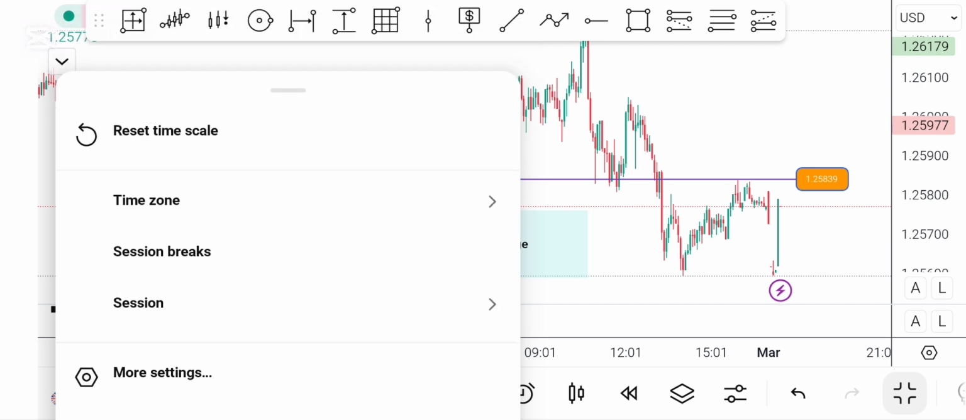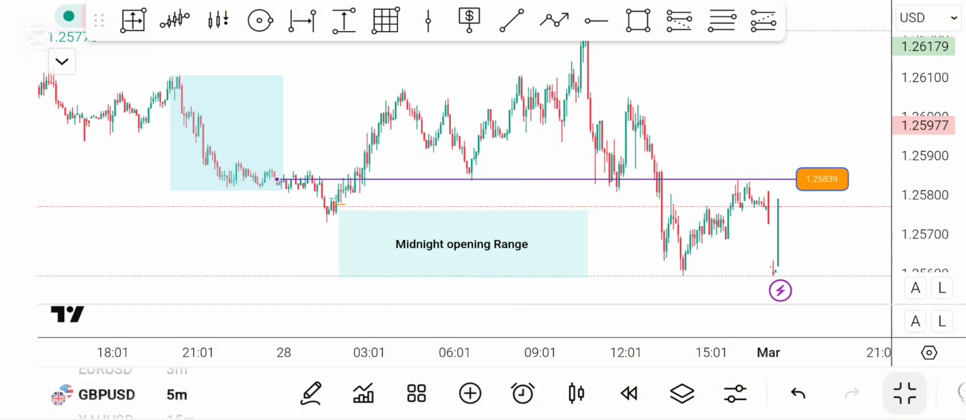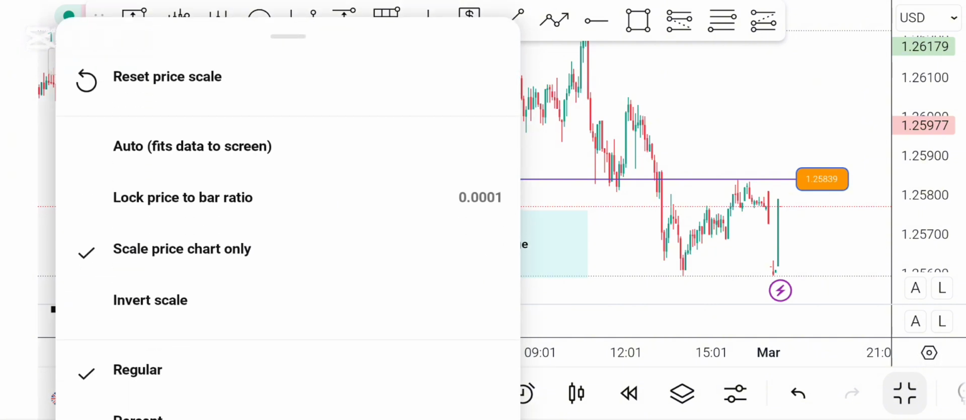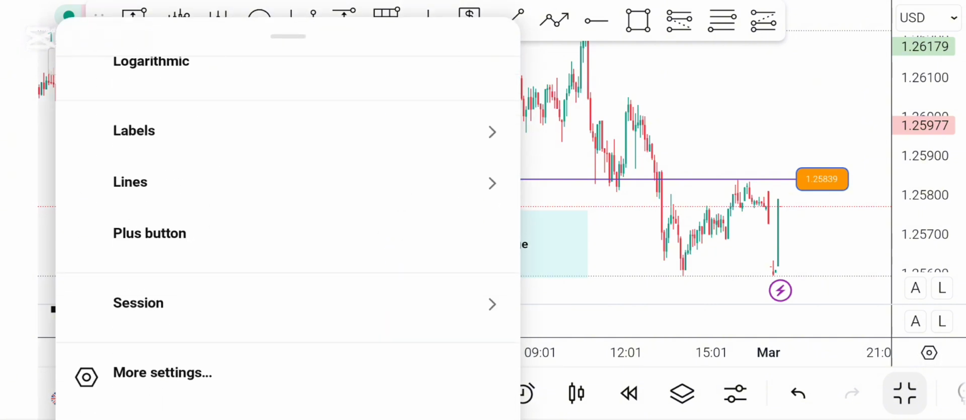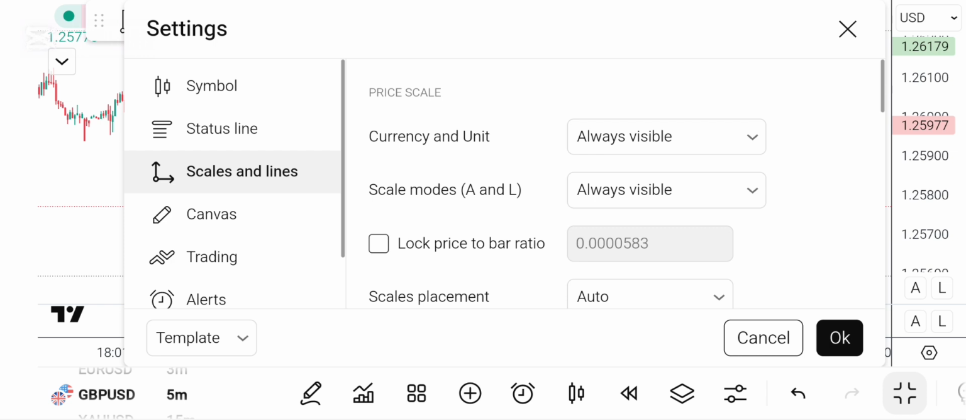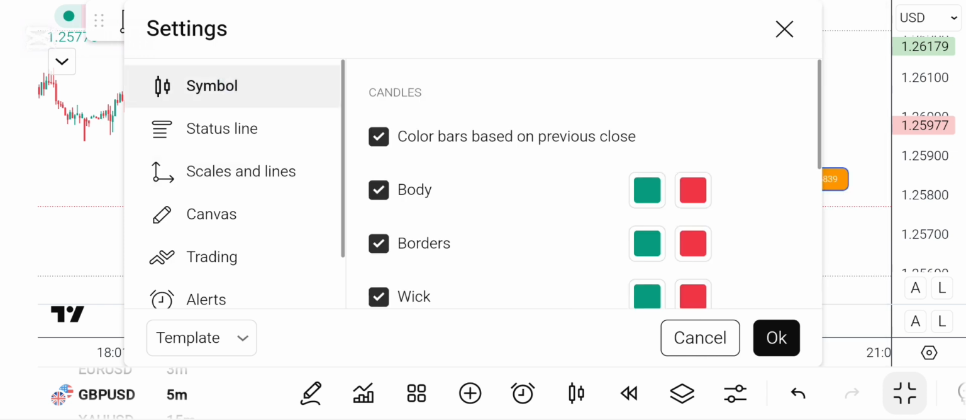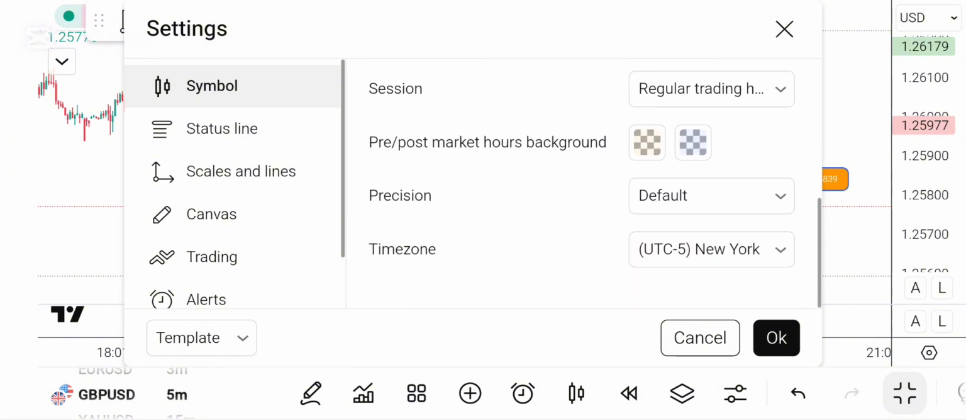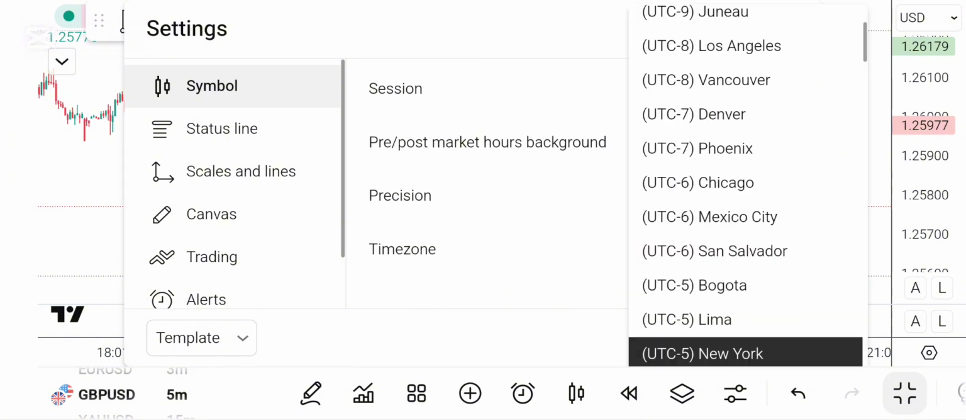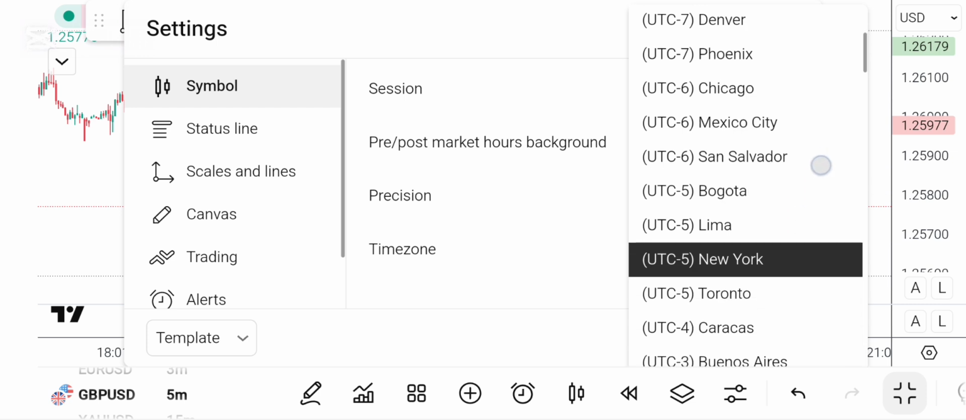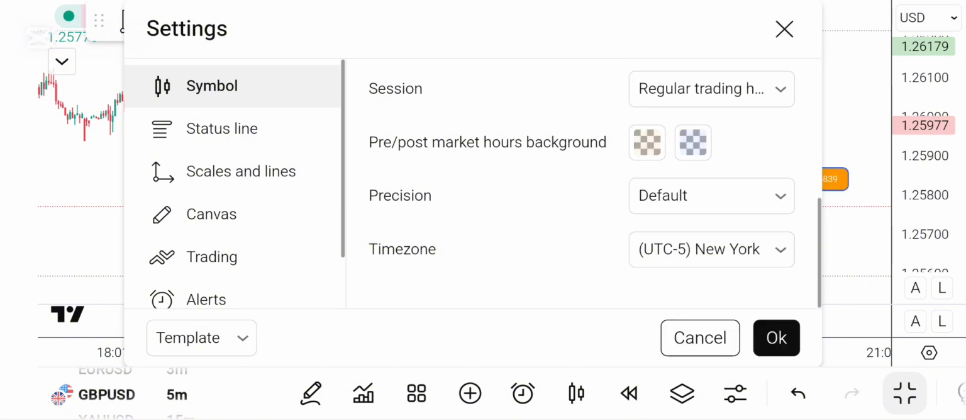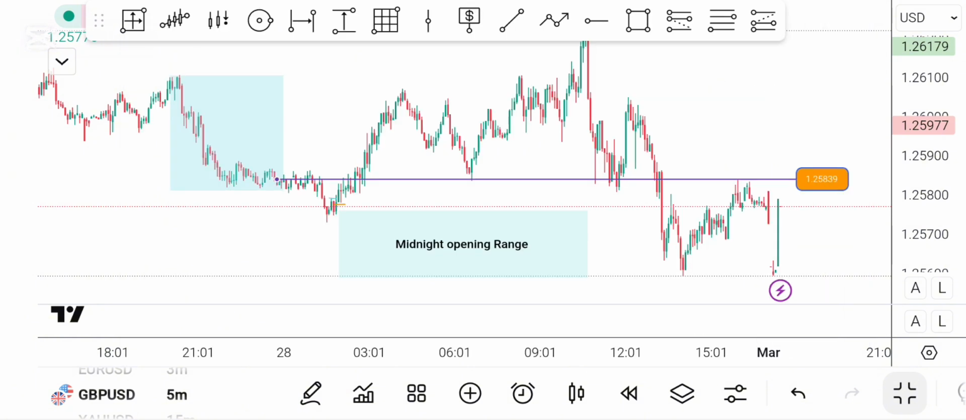Another way you can do it is you can simply come to settings. You can go to settings, and then you come to more settings. You come to symbol. At the top of your screen here, you see symbols. You scroll right down. You are going to see your time zone, UTC -5 New York, okay? That's UTC -5 New York. You can still make sure that your TradingView is on UTC -5 New York, so that you are not left behind or you are in front.